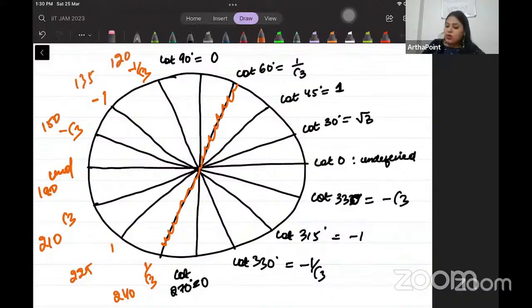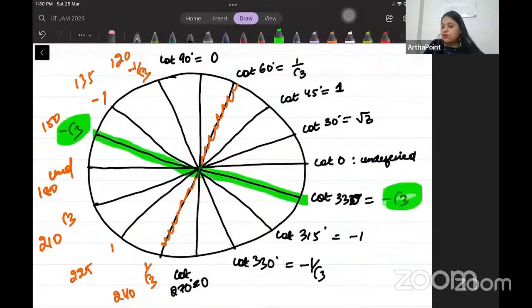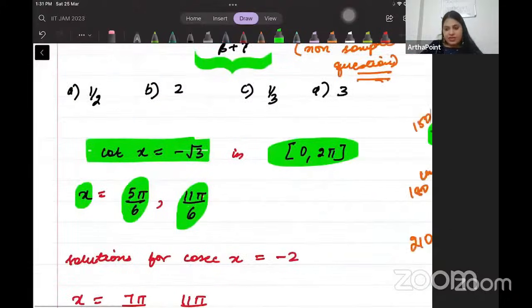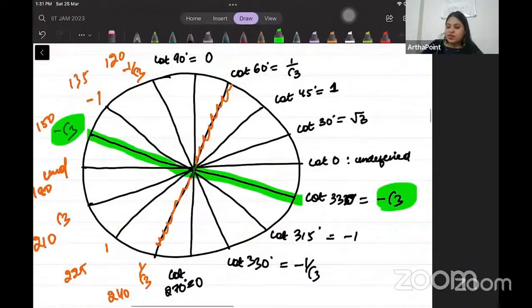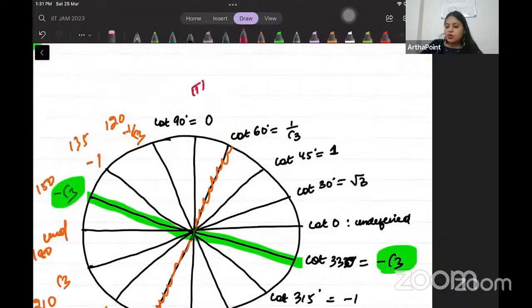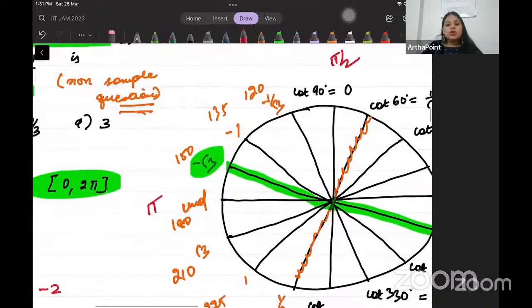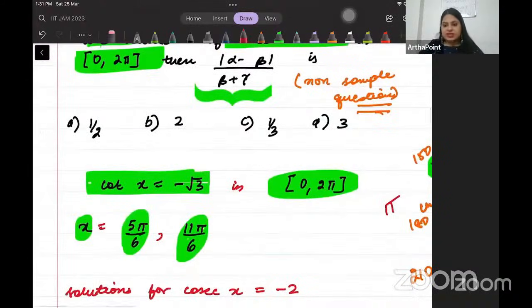So now we wanted to check where it is taking the value minus root 3, which is here, and just opposite to this, I am taking the value of minus root 3 here, right? So ideally it is 5 pi by 6 and it is 11 pi by 6. You can also write this in terms of pi. So you can start from pi by 2 and just complete it, right? This will be your pi here. Just complete it, so you can go ahead and do it in that aspect also.